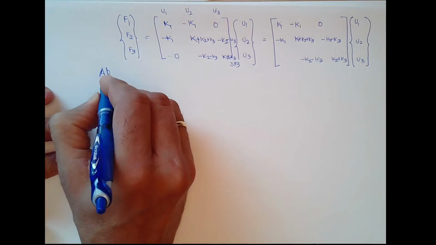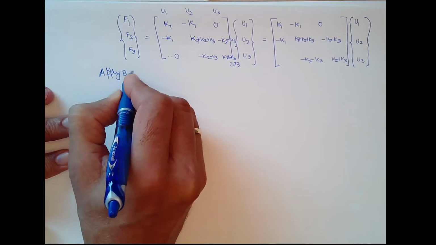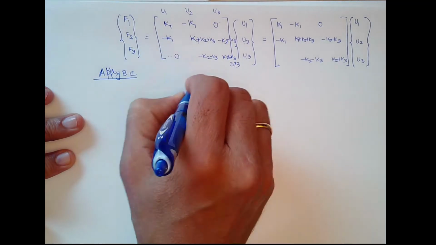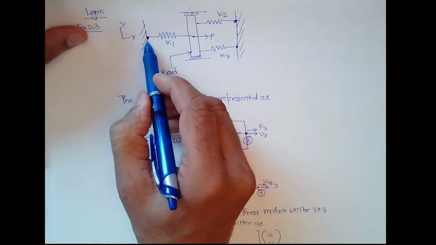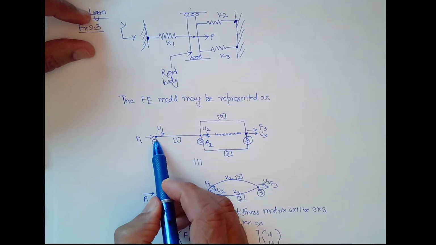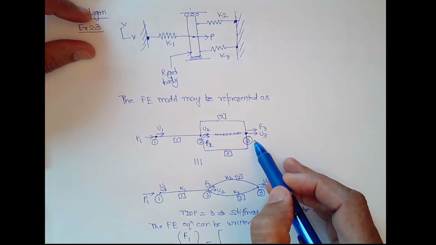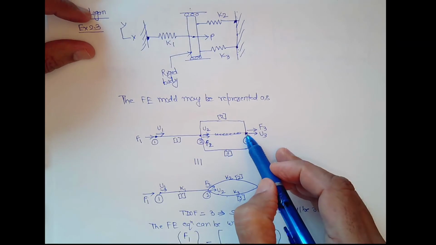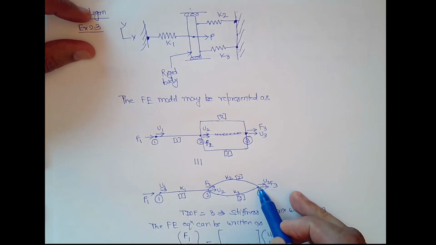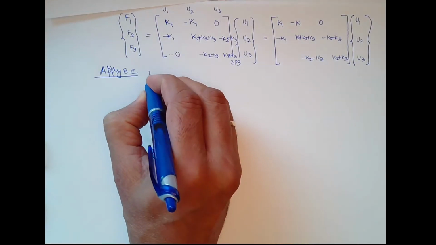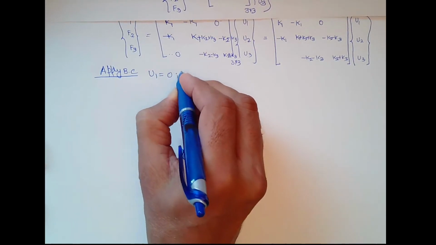Now apply boundary condition. Boundary means external boundary. So what are the boundary conditions given here? U1 will be 0, this is fixed. U2 will be 0. This U3 will be 0, this is the node 3. So U3 is 0, U1 is 0, and U3 is 0.